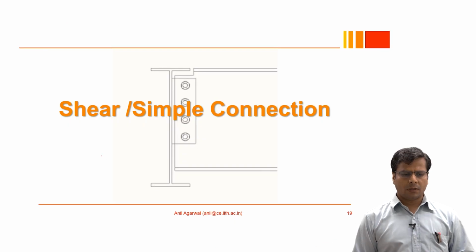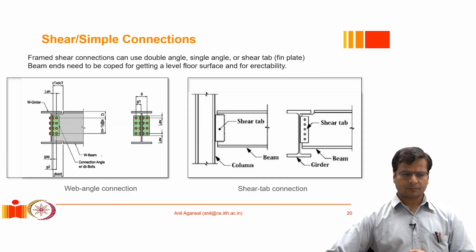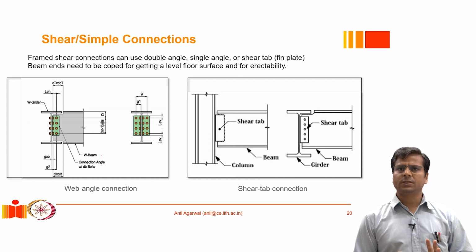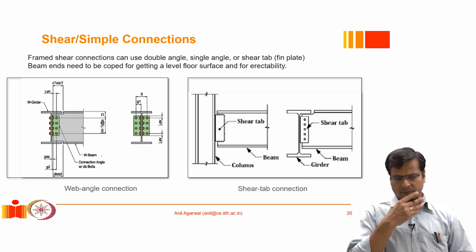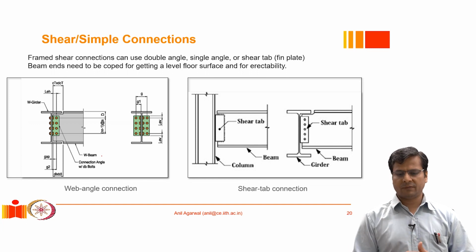So now we will talk about some of the design issues with regard to designing of shear or simple connections. Right. So here is a typical schematic of a simple connection. As we had discussed, the two major varieties which are often used as a simple connection are the ones where we use either web angles, either one or two, or otherwise we may even use a shear tab or shear plate.